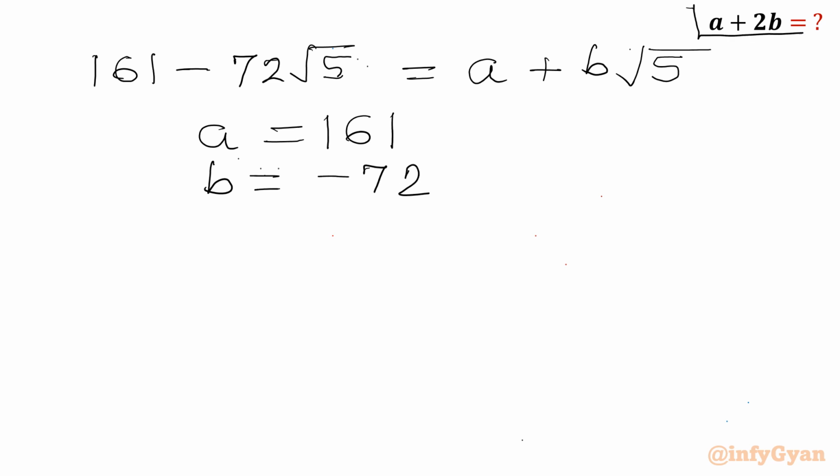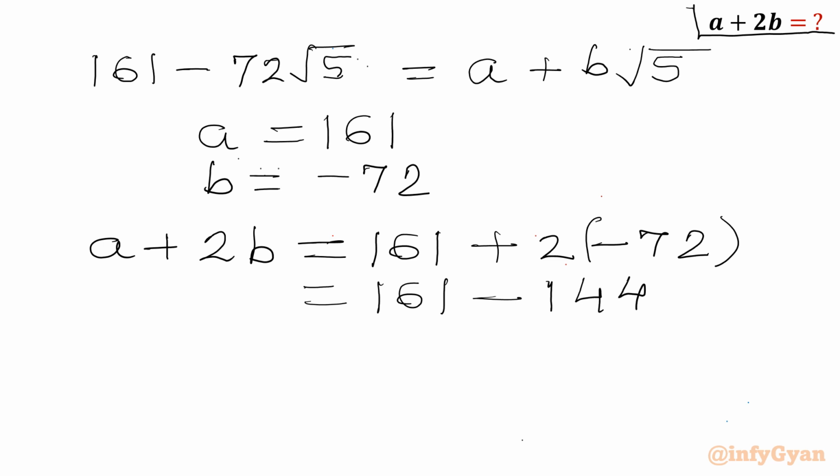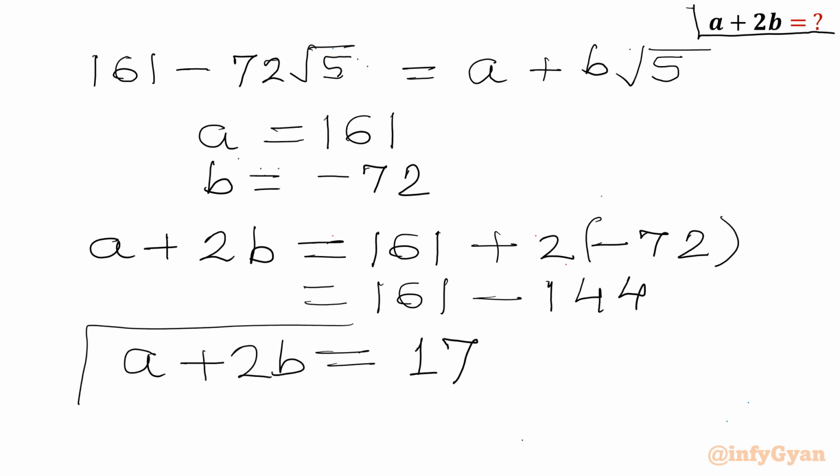Now we have to calculate a plus 2b. So I will write a plus 2b equal to 161 plus 2 times b, which is negative 72. So it is 161 minus 144. So we will get our answer 17. A plus 2b equal to 17.